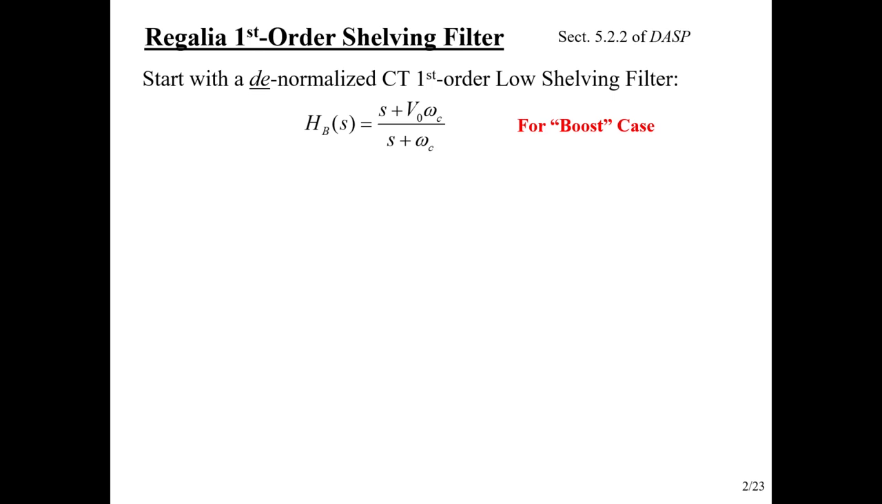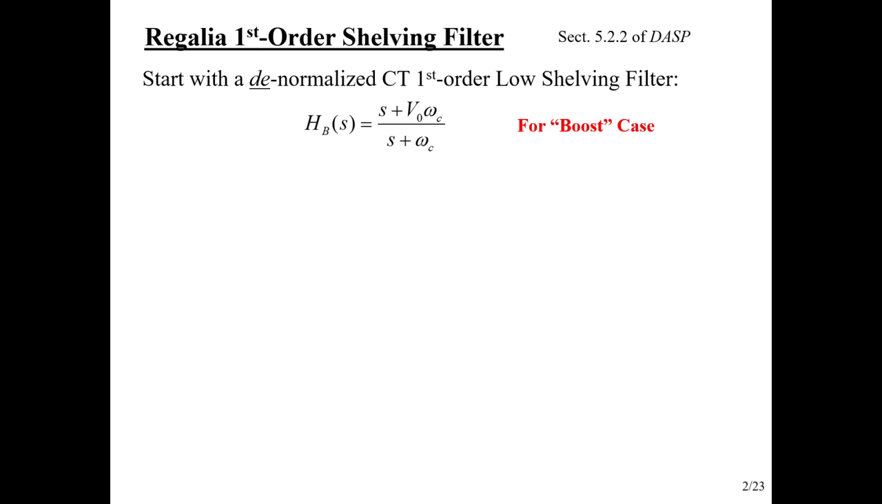So really this note set is split into two parts. The first part is this so-called regalia filter, and the second one is what's commonly known as the Chamberlain filter, although it should be known as the Collins filter, but we'll get to that. So the regalia gives a nice structure for doing shelf filters.